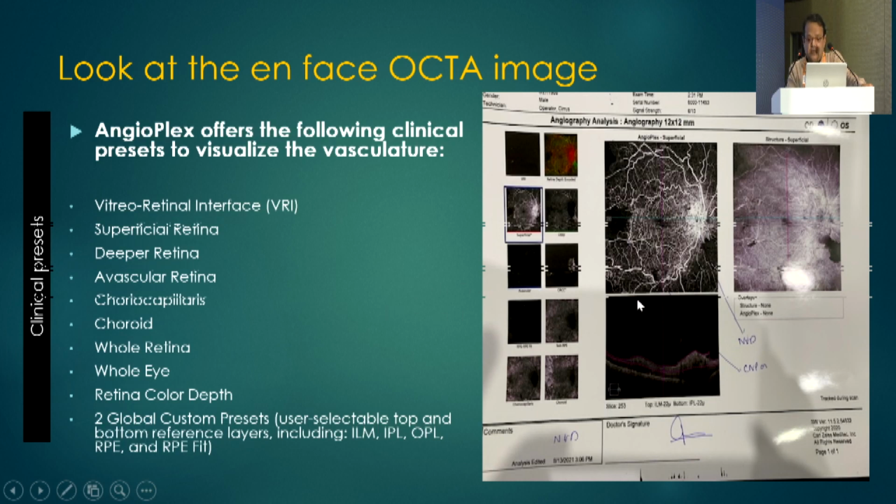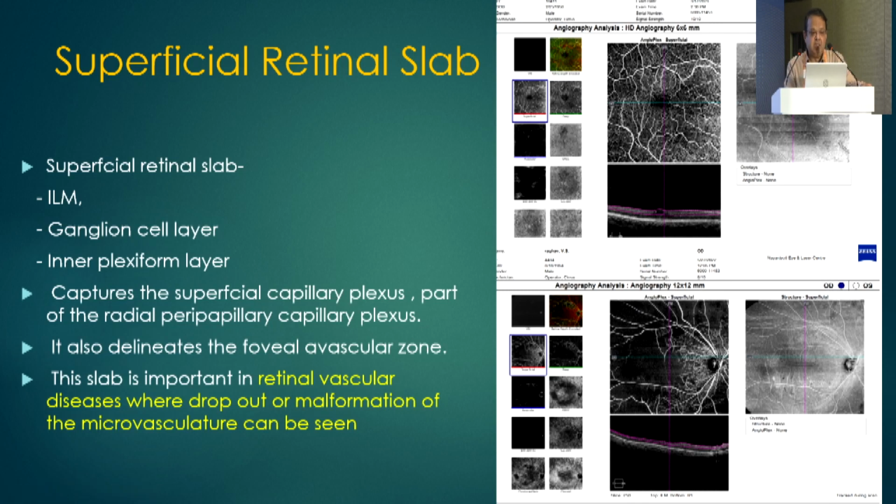There are various preset features shown in the report here, which show a superficial layer, deep layer, avascular zone, choriocapillaris, and each of the layers I'll be discussing here. The superficial retinal slab extends from the internal limiting membrane, ganglion cell layer, and inner plexiform layer. It captures the superficial capillary plexus and part of the radial peripapillary capillary plexus.